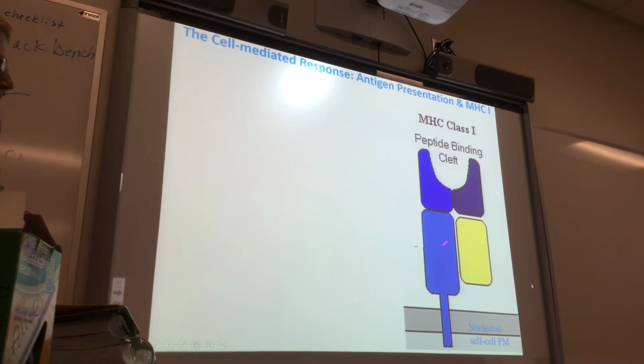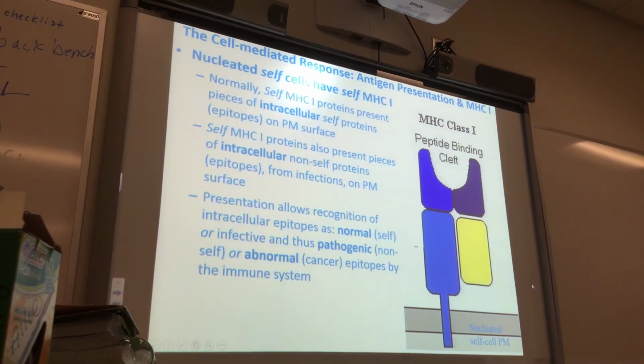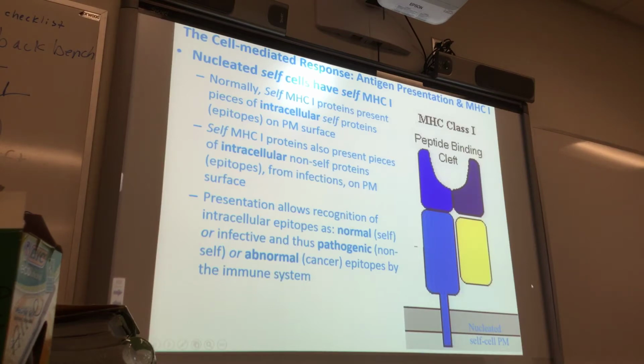And all these different shapes, they're just different proteins. Then it's got this little area called a peptide binding cleft. Do you remember what a peptide is? It's a chain of amino acids, just a short protein. Nucleated self-cells have self-MHC1 proteins, and what they do is present pieces of intracellular self-proteins on the plasma membrane surface.